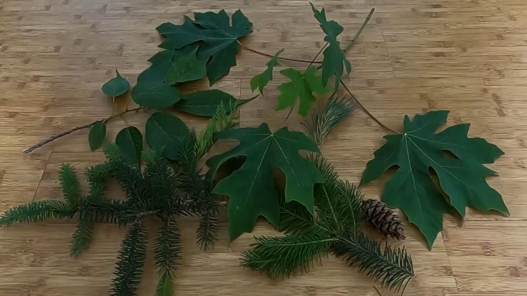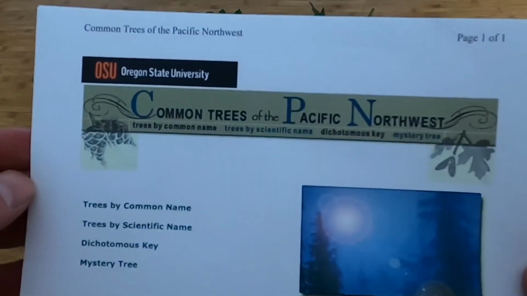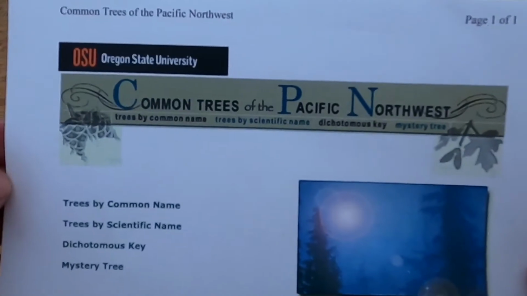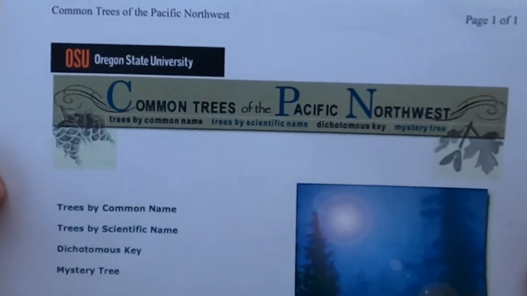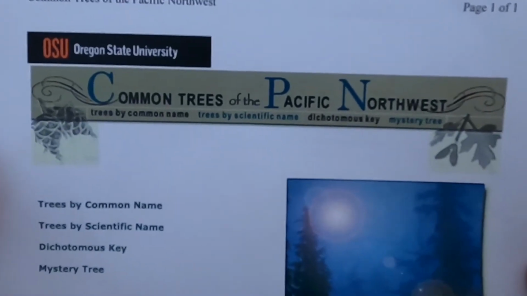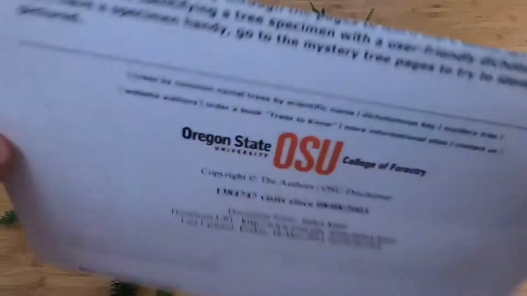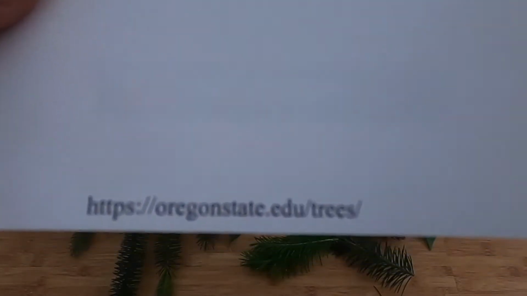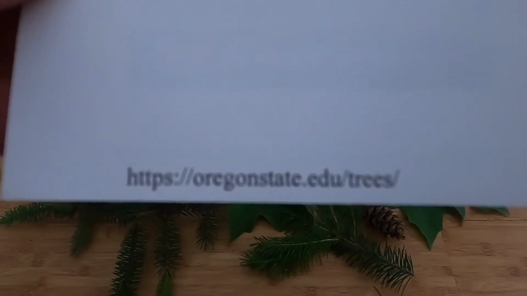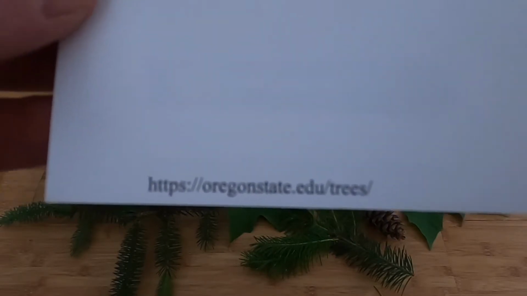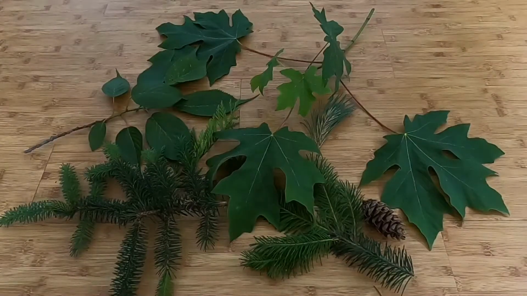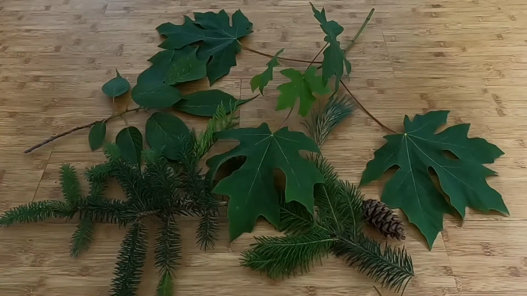and that is a website, Oregon State University, Common Trees of the Pacific Northwest. If you search that up on Google, Common Trees of the Pacific Northwest, Oregon State University, it'll lead you right to the website. But better yet, it's a pretty easy webpage, oregonstate.edu/trees. Doesn't get a whole lot easier than that. So we're going to go to that webpage and I'm going to guide you through it real quick as we identify some of these trees in front of you.